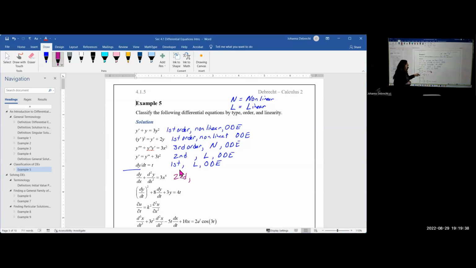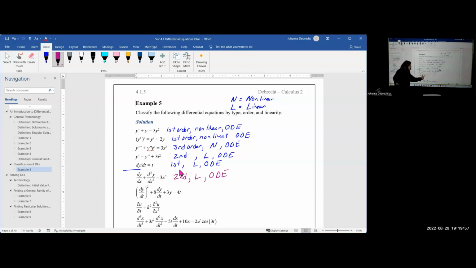Is it linear? Well, I have the first derivative plus the second derivative, but not multiplied, not composed, not raised to powers. So it is linear, and it's equal to 3x to the fourth. And it is an ordinary differential equation because it's a normal derivative with a straight back d.